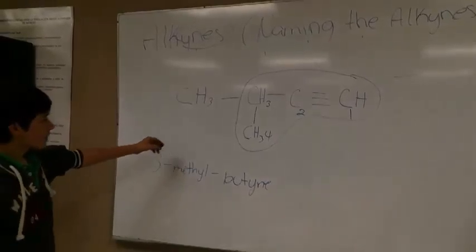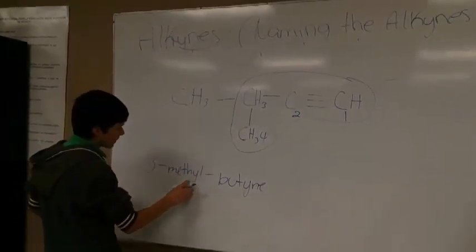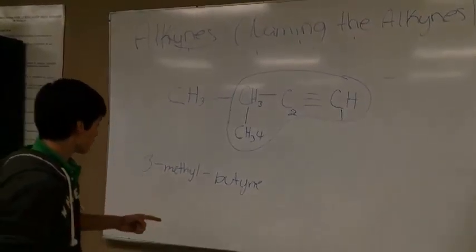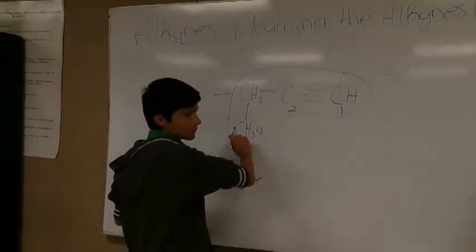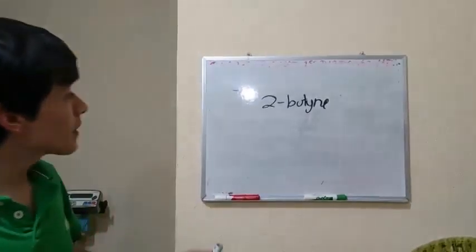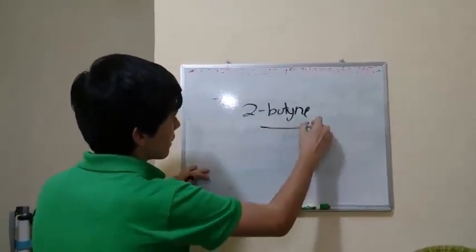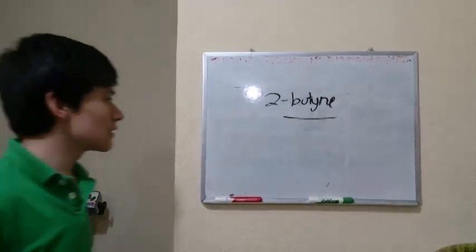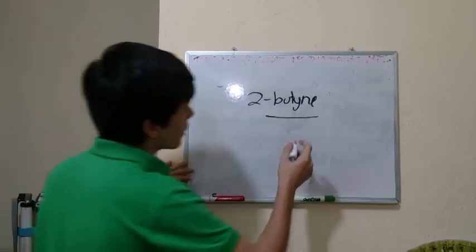So in the third one, we got an alkyl group. So it's 3-methyl. It's methyl because it's only one alkyl group, and butane because we have 4. What happens if we have a compound with its name right here, and we need to construct the structure of the alkyne? Well, it's simple.